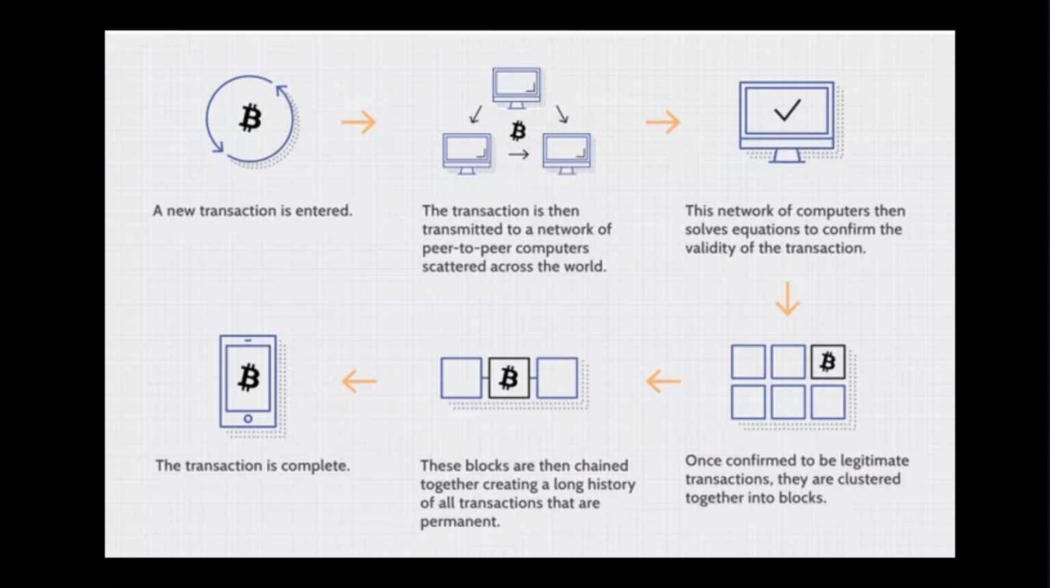And this is how it works. A new transaction is entered. The transaction is then transmitted to a network of peer-to-peer computers scattered across the world. This network of computers then solves equations to confirm the validity of the transaction. Once confirmed to be a legitimate transaction, they are clustered together into blocks. These blocks are then chained together, creating a long history of transactions that are permanent. And then the transaction is completed.